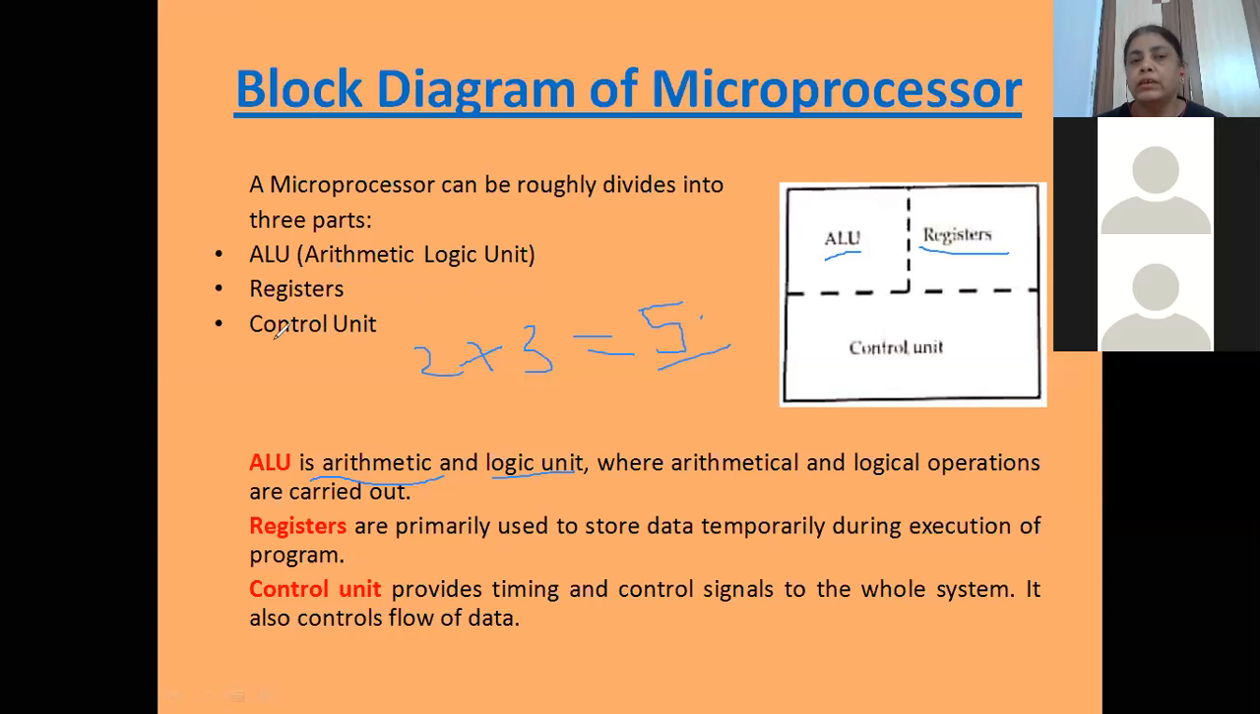Okay. Now the third unit, control unit. Control unit provides timing and control signal. See when to give data from input to register, and when to give data from register to ALU, and from ALU to again register, and from register to output. So this data flow, the timing, when to give data from one place to another, that timing is controlled by control unit.